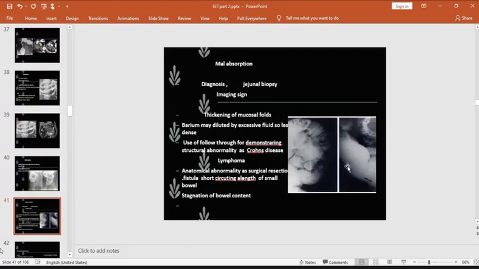Malabsorption is usually diagnosed finally by biopsy, jejunal biopsy. The finding could be thickening of the mucosal fold, if you look at this, diluted by excessive fluid, or it is less than normal because it is dilating and there is no absorption. Barium follow through is used for demonstrating structural abnormalities related to malabsorption. Malabsorption is diagnosed by jejunal biopsy, but sometimes we do barium follow through for detection of some causes related to this abnormality, including Crohn's disease and lymphoma that cause malabsorption. Anatomical abnormality related to resection of part of the small bowel also leads to malabsorption.